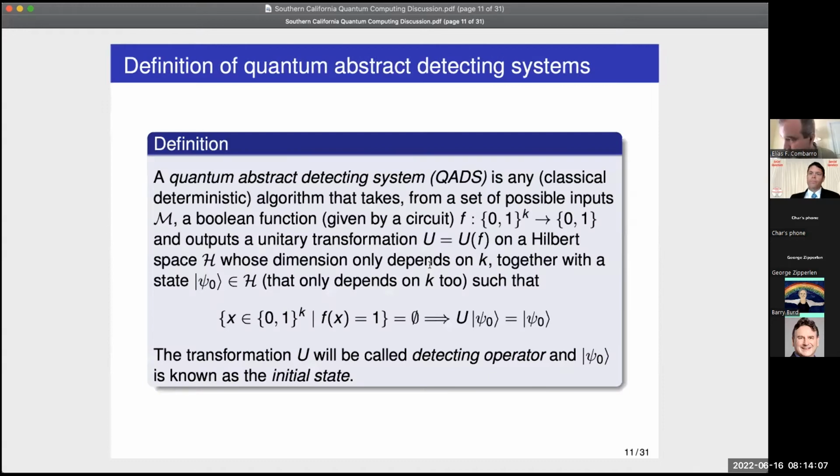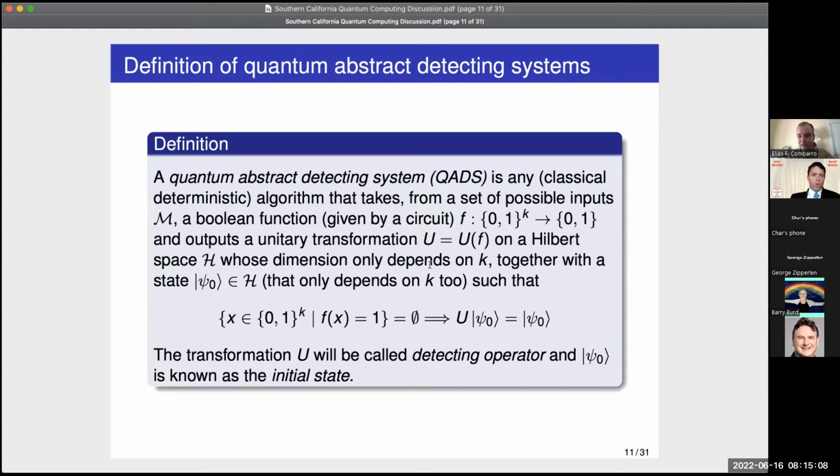And we came up with this definition, which is kind of abstract, but at the same time, kind of natural for search or for detection algorithms, quantum detection algorithms. That is why we call these quantum abstract detecting systems. And the idea is that you have some initial state and you have a unitary operator that you create from the definition of your problem, from some oracle or some function that you want to check whether it is satisfiable or not. And the idea is that when you do one of these constructions with these quantum abstract detecting systems, you get a new unitary operator that fixes the initial state if your problem is not satisfiable.